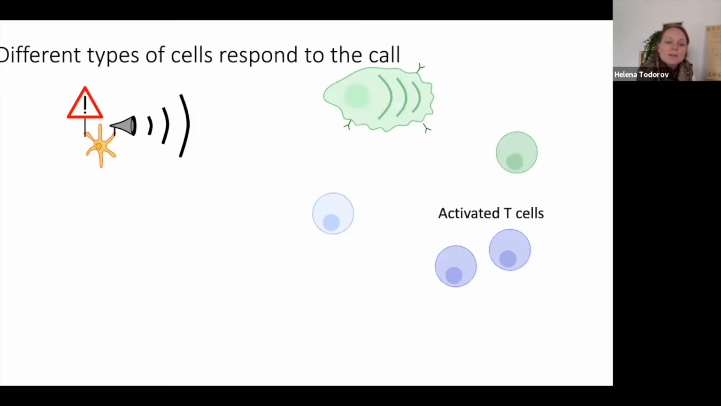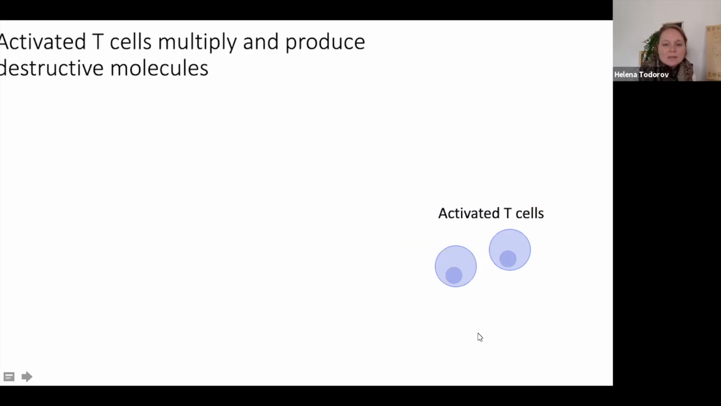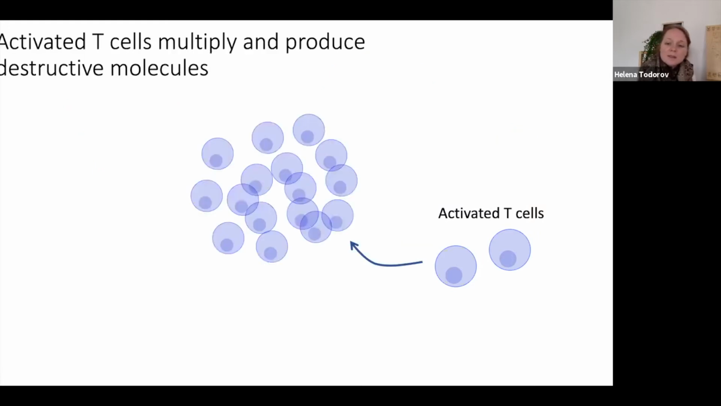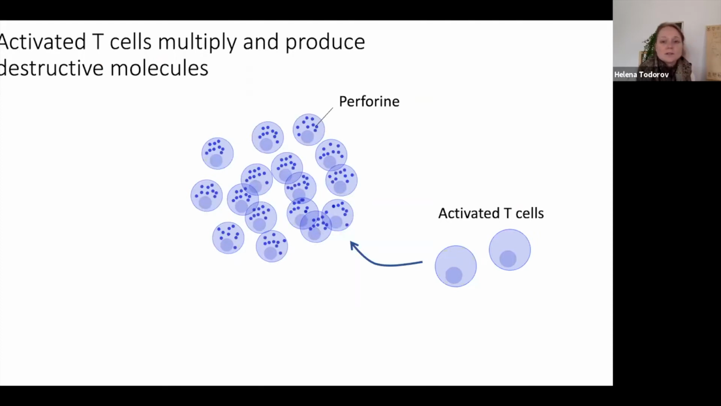Several cells from the immune system will answer to this call, and today we'll focus mainly on T cells. After they have been activated by these dendritic cells, they will typically start to multiply and they will start producing destructive molecules such as the perforin.